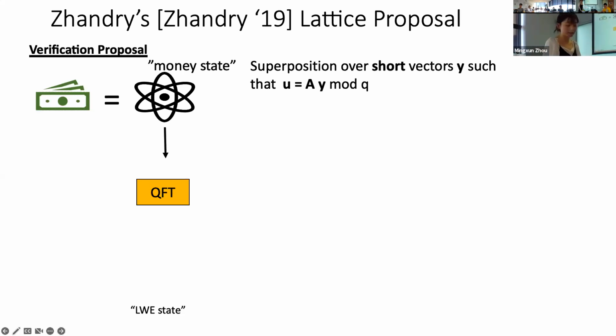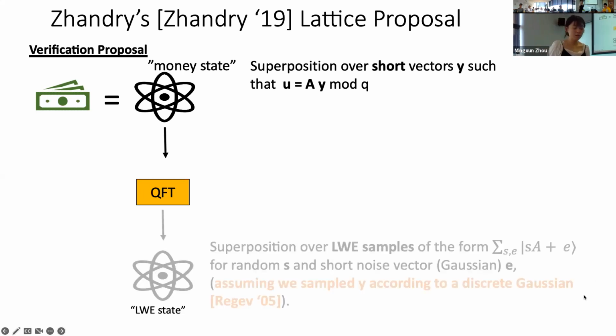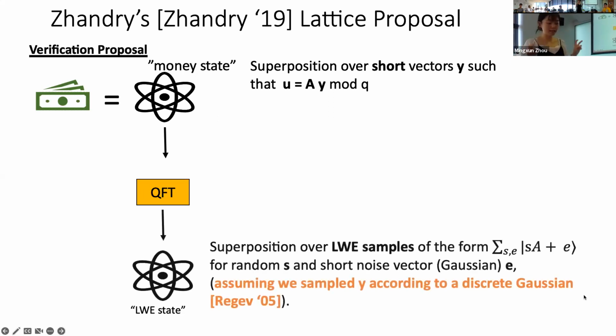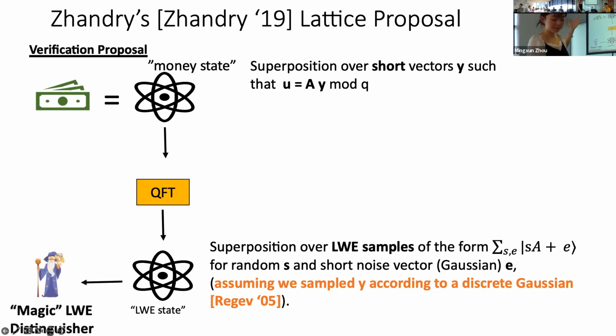We want to make use of the quantum structure. There is something we can do called the quantum Fourier transform, which in our case is a bit magical. After you do a Fourier transform to this state of short vectors in the coset, you get a state that I call an LWE state, which is a superposition over LWE samples. The errors of these samples come from a Gaussian function that corresponds to the original Gaussian function when you sample your quantum money. This is a seminal result by Regev. And now we have an LWE state.